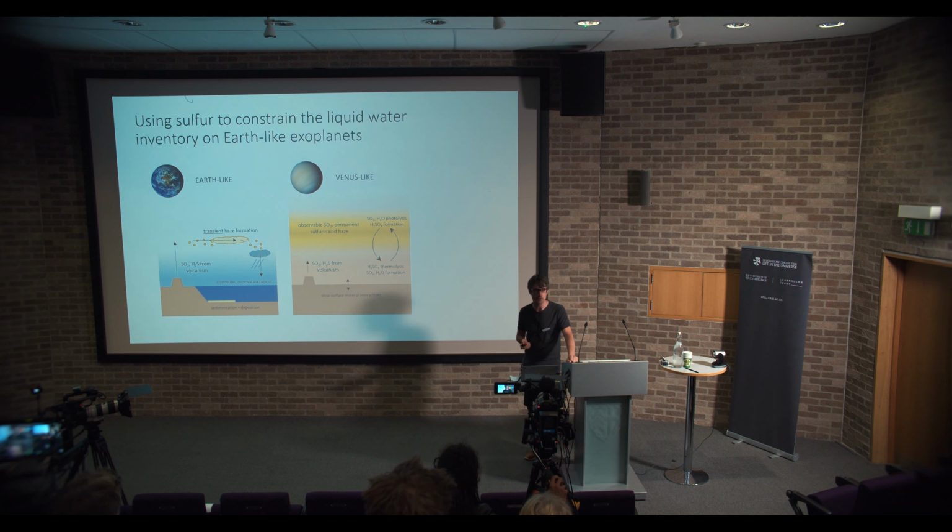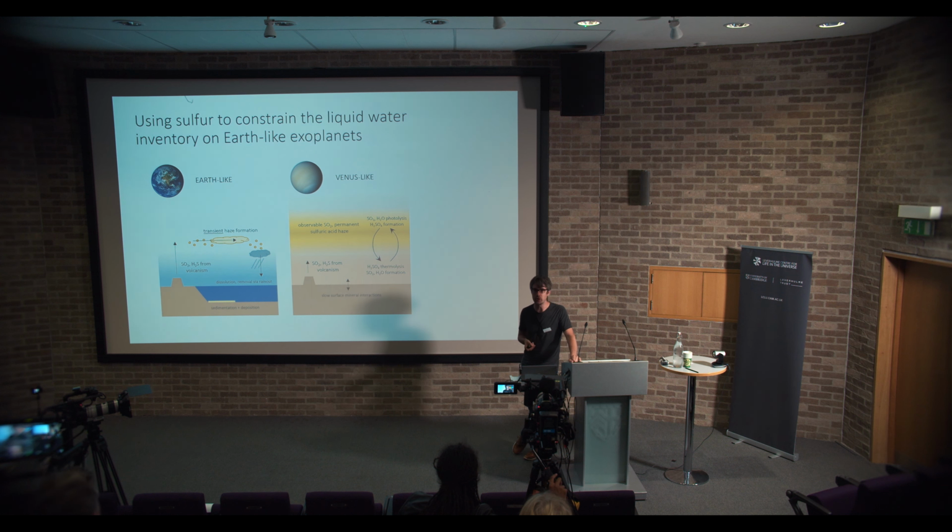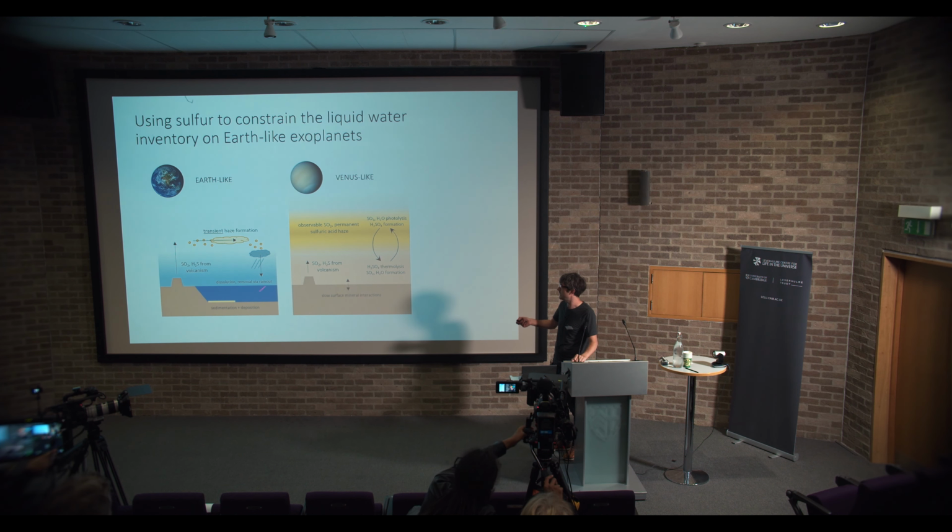But one of the ways that you might be able to approach it is by understanding the way cycling of other elements, and so in this case, sulfur might couple to what the liquid water inventory is doing, because it turns out in the solar system, we have a planet like Venus where sulfur hazes are basically permanent in the atmosphere, whereas for Earth, when you have sulfur gases emitted from volcanism, they fairly rapidly get removed via rainout.